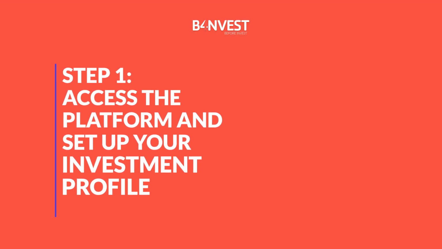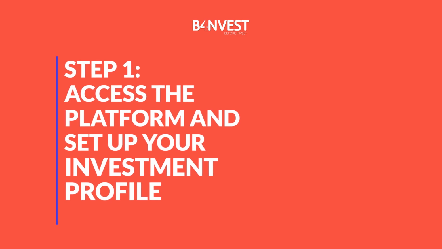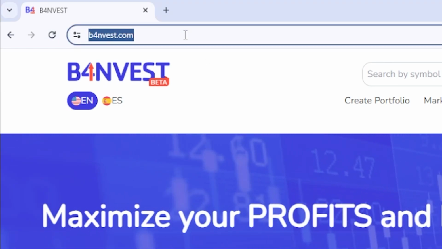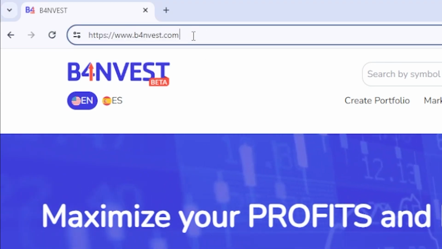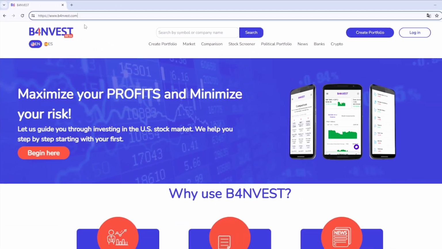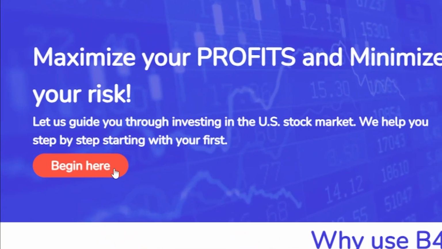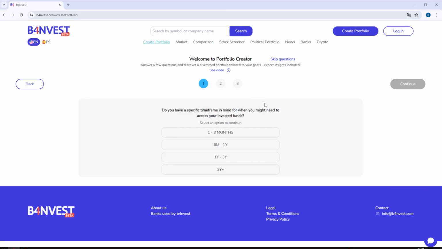Step 1. Access the platform and set up your investment profile. To begin, go to our website at www.b4NVEST.com. Once you're on the platform, we'll set up your investment profile. To start, click on the Begin Here button. Next, we'll answer the first question.